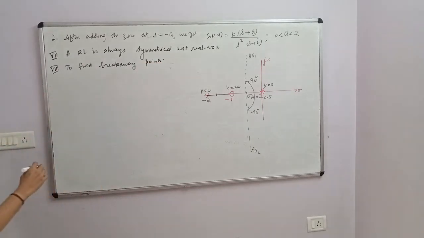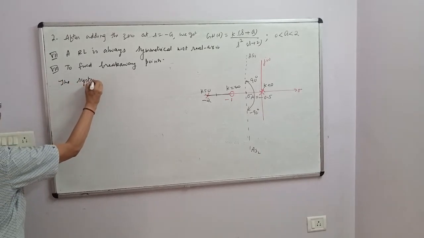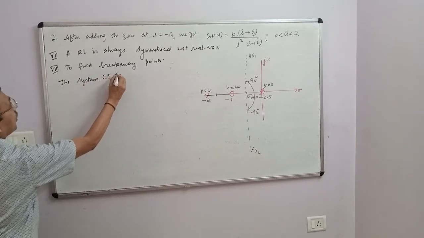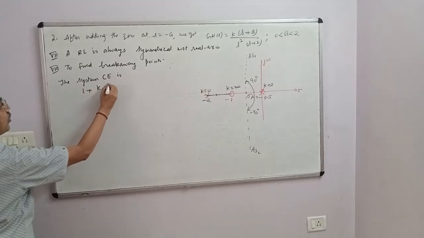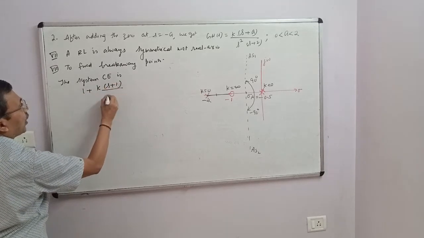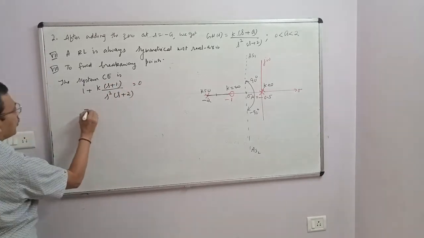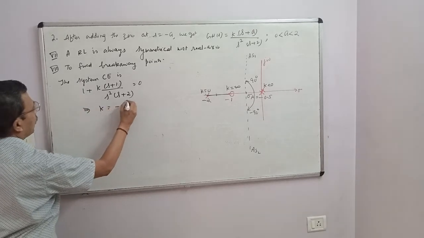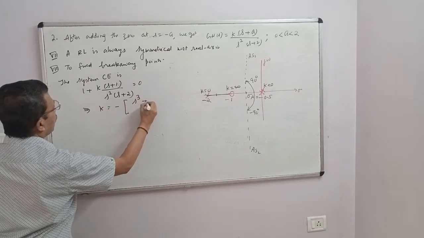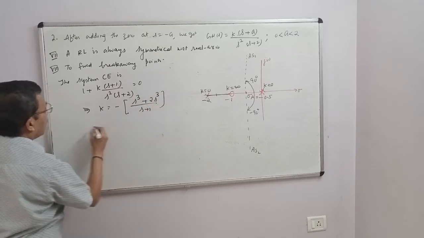The system characteristic equation is 1 plus k into (s plus 1) divided by s square into (s plus 2) is equal to 0. This implies k is equal to minus of (s cube plus 2s square) divided by (s plus 1).